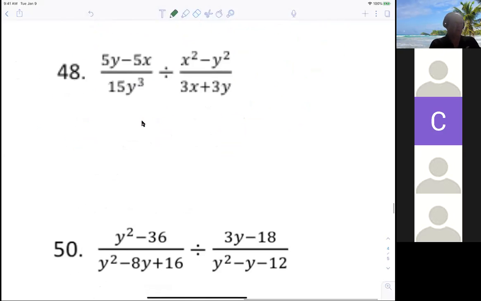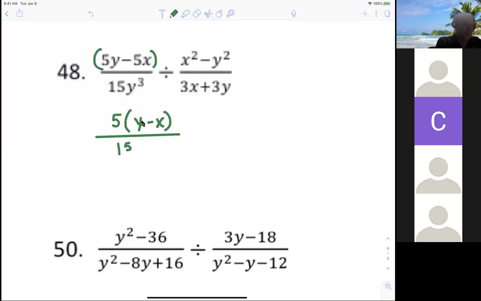48. First thing we're going to do is factor out a 5. 5 parentheses y minus x. On the bottom, there's nothing to factor, so we leave 15y cubed times, now we do the reciprocal. There's a common 3 here. 3 parentheses x plus y. Top x plus y, x minus y.